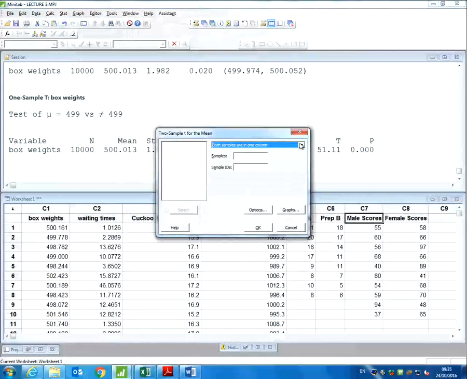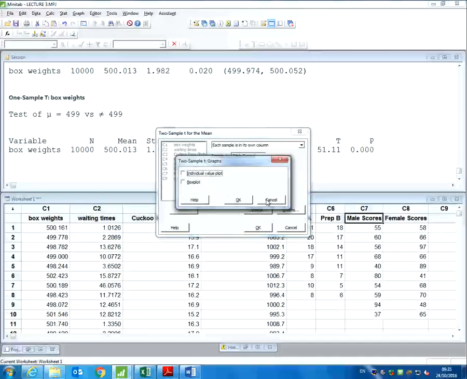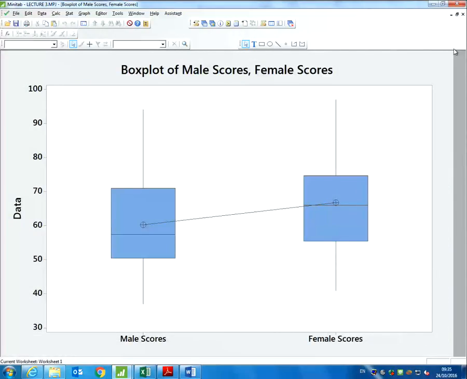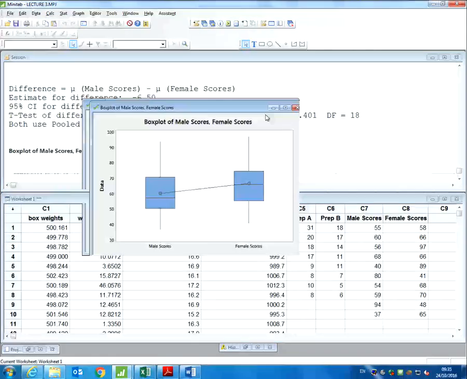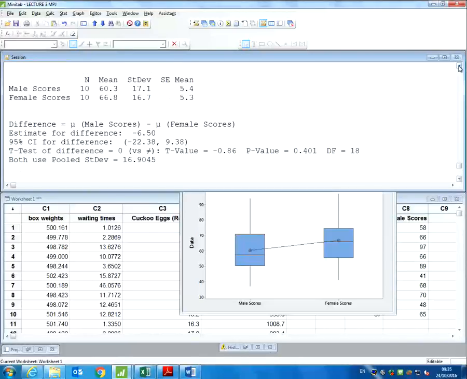Okay, so two sample T. And the best graphical display, I would say, when you're comparing independent groups, would be box plots. Okay, so who's doing the best at maths? The girls, yeah? But is that difference statistically significant?